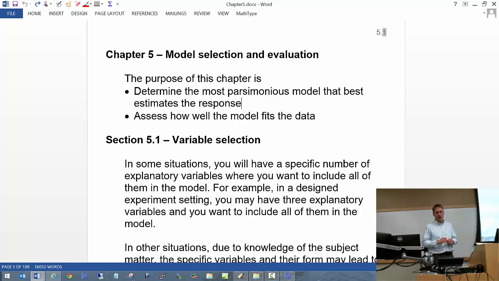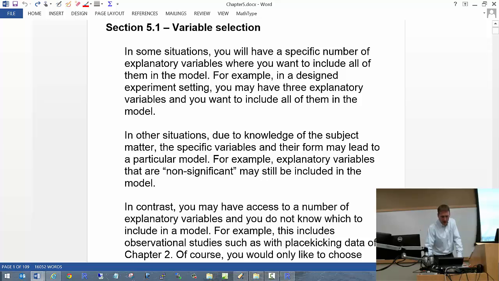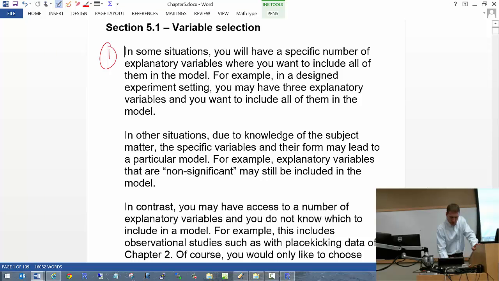We want to determine the most parsimonious model that best estimates the response, meaning that we want the smallest number of terms or the smallest number of explanatory variables in our model, but yet gives a very, very good estimate of our response. And then we'll also talk about how to assess how well the model fits the data. So let's talk about variable selection. There's going to be 3 situations we're going to talk about, where we're going to focus on the third one.